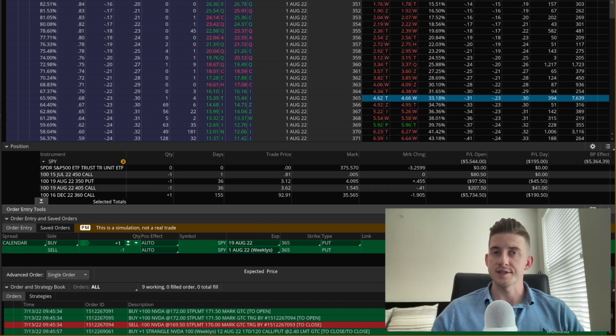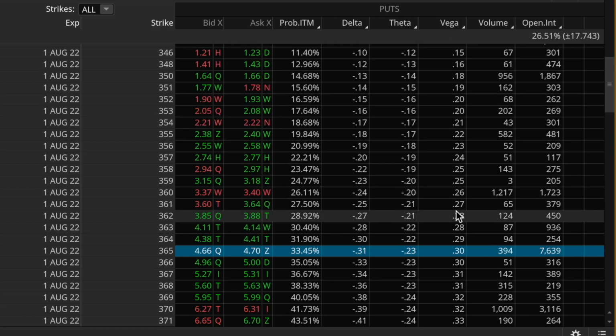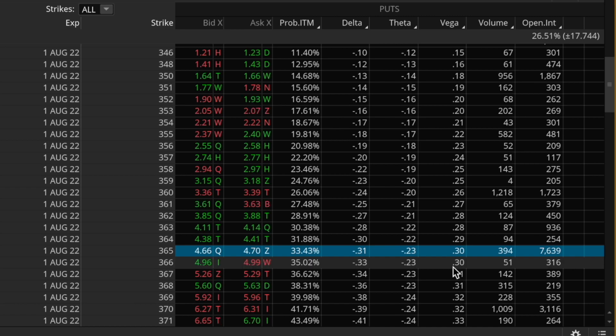But now, how exactly does this position here take advantage of an increase in implied volatility? And the answer to that question has to do with the vega values of the put options. So for example, in case you're not aware, the vega of any option contract will tell you approximately how much the price of this contract will change for a 1% move in implied volatility.